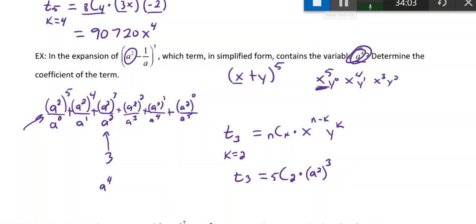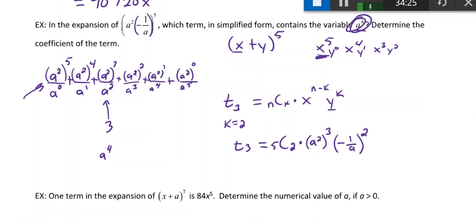Sorry, let me back up there. I got ahead of myself with the y. Our y is not y. Our y would be this second part of the equation, right? So our y value would be negative 1 over a, and then that is to the power of k, right? So that'd be 2. All right.